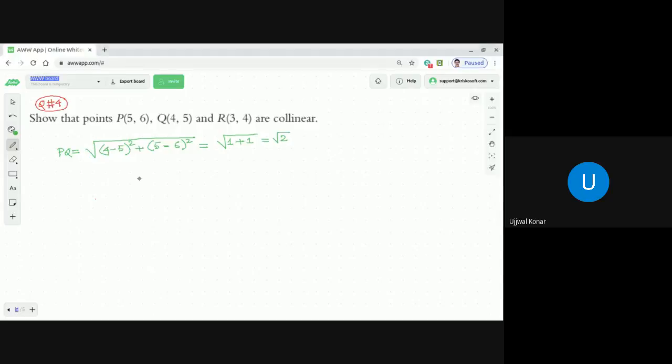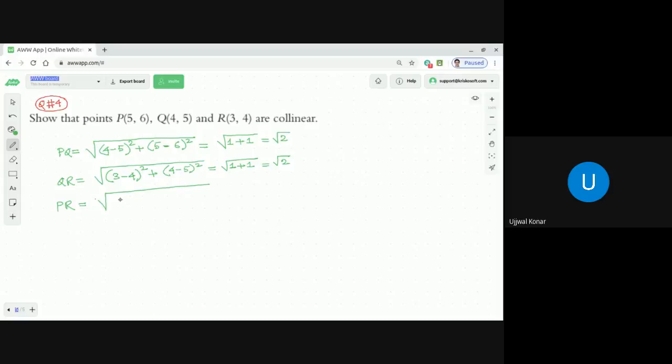Now, dear students, we will find the value of QR. QR, if we find it out in the same manner, is root 2 itself. So again, square root of 3 minus 4 whole square plus 4 minus 5 whole square. Correct, QR is square root of 1 plus 1, which is equal to root 2. Now let's find what is the value of PR. Root 8. Root 8 means 2 root 2. That is nothing but PQ plus QR. Correct or not yet, students? Yes, sir.